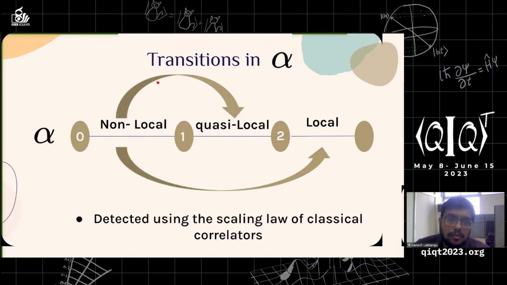So what we are after is the transitions in alpha. If you remember, alpha is the decay rate, and the corresponding decay rate also follows the same phases I have shown you in the first slide: it goes from non-local to quasi-local to local. What we are after is this: if I quench a non-local ground state with respect to a Hamiltonian that is in the quasi-local or local phase, can I detect these transition points? That is the significance of the paper.